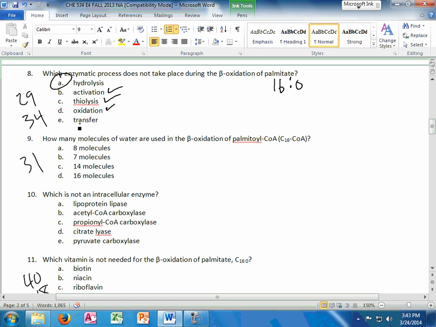The transfer part is talked about on slide 34. There's a couple different things where he could be talking about the actual transfer. There's technically 2 transfers involved. But again, hydrolysis is for the mobilization.